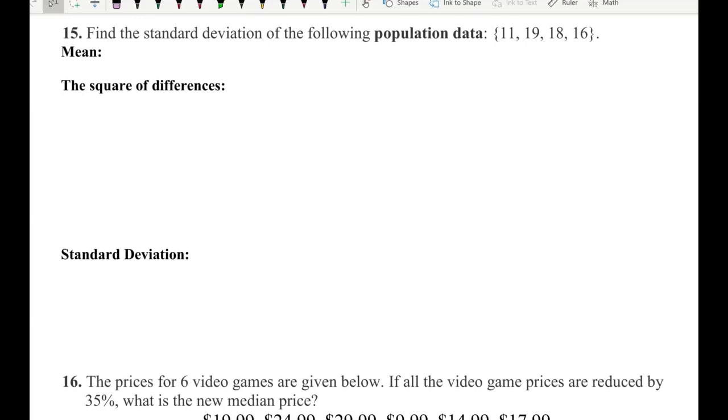Alright, number 15. Find the standard deviation of the following population data: 11, 19, 18, and 16. First we're going to find the mean. It's just like the last problem. We add them up and divide by 4. So 11 plus 19 plus 18 plus 16 divided by 4. That will give me 16.